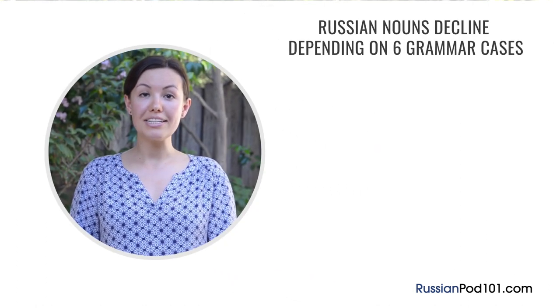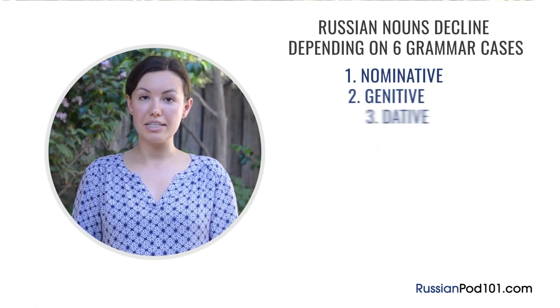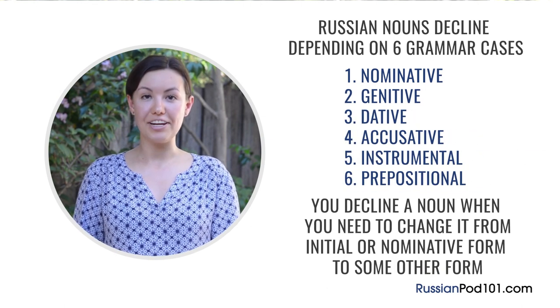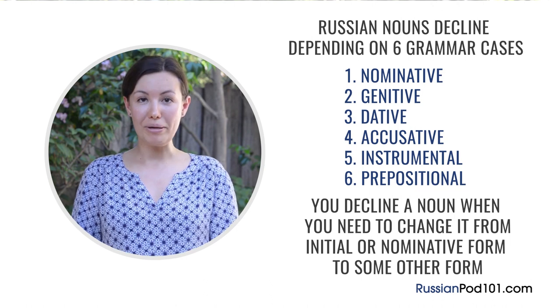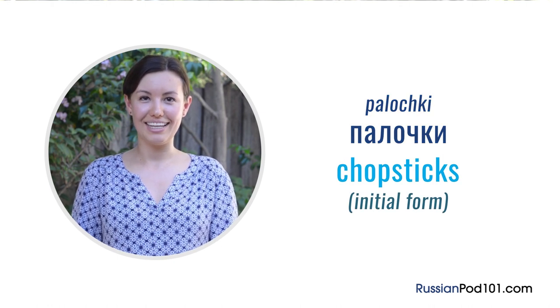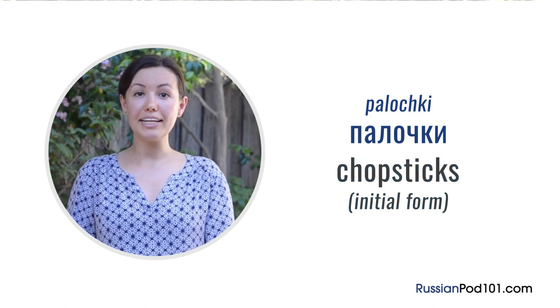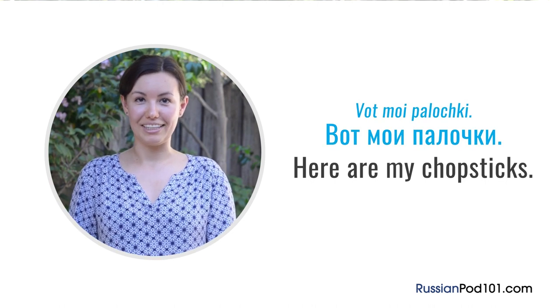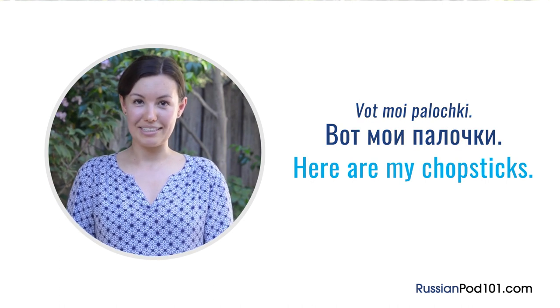Let's see how Russian nouns can be changed. Russian nouns decline depending on 6 grammar cases. You decline a noun when you need to change it from its initial or nominative form to some other form. For example, the word палочки, chopsticks, is an initial form. It can be used in a sentence like this. Вот мои палочки. Here are my chopsticks.